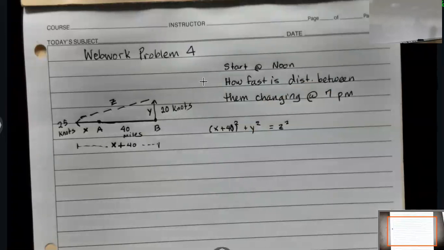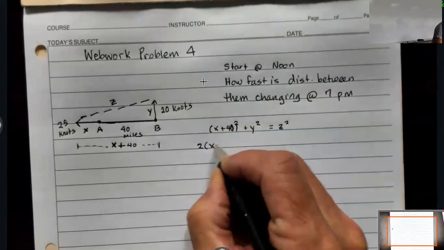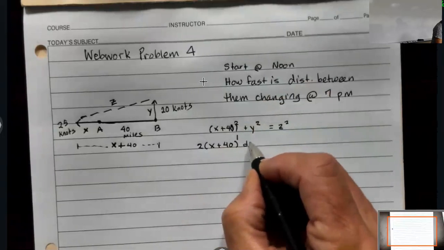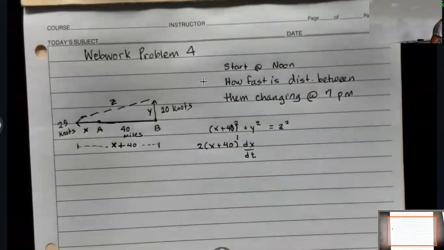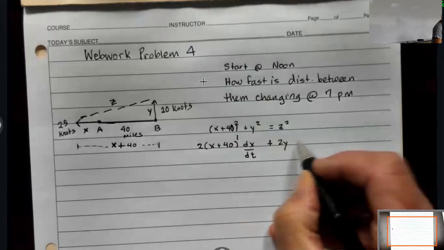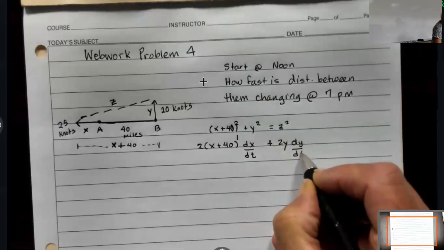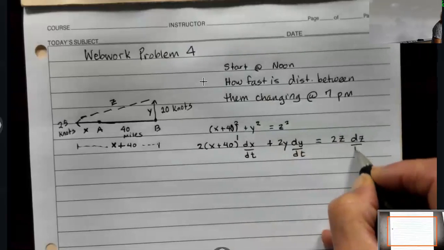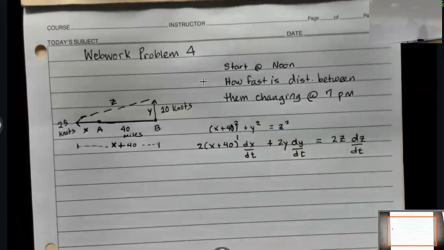We'll take the derivative with respect to t. So the first one, we're going to use the chain rule. We'll bring the 2 down, raise that to 1 power less, and now multiply by the derivative of what's inside, and that's where we get the dx/dt. Now we take the derivative of y squared and get 2y times dy/dt. And then across the right-hand side, we have 2z dz/dt. We have the dy/dt and the dx/dt. We're looking for the dz/dt.